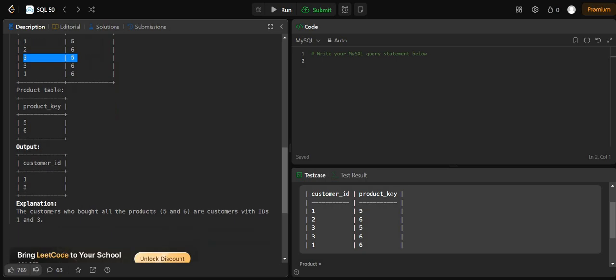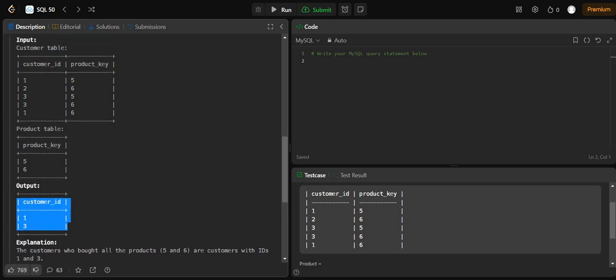And here we have our output. So we have to write the query for the same. So let's start with the query, not a difficult question. So we will select our customer ID column from our customer table, and we will group it. We will group our customer ID column.